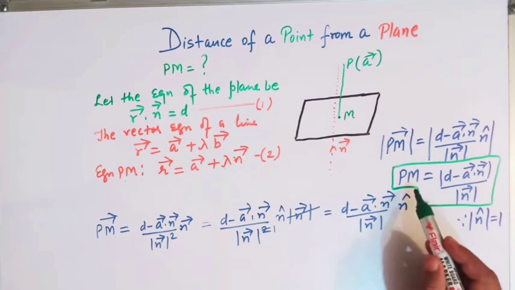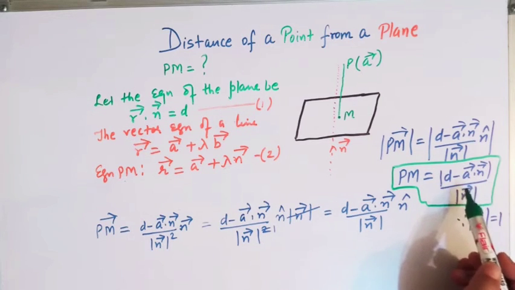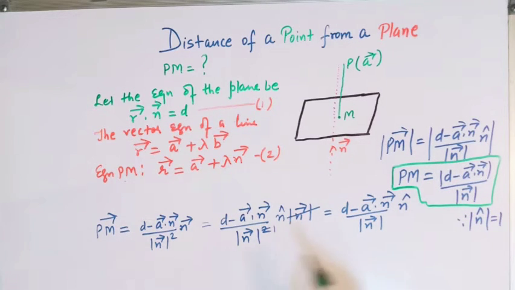So we have the vector form of the formula. Now let us find the Cartesian form of the formula.